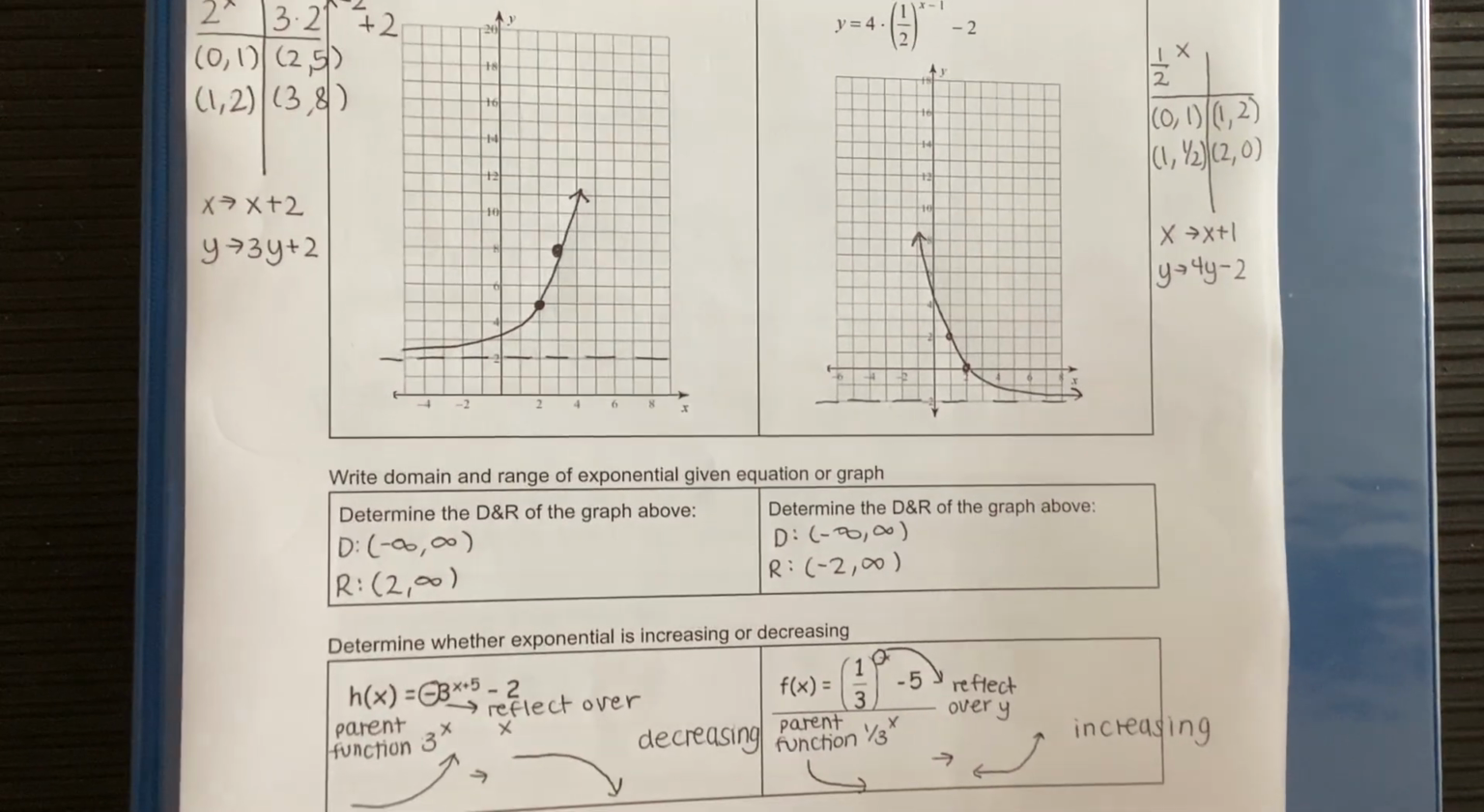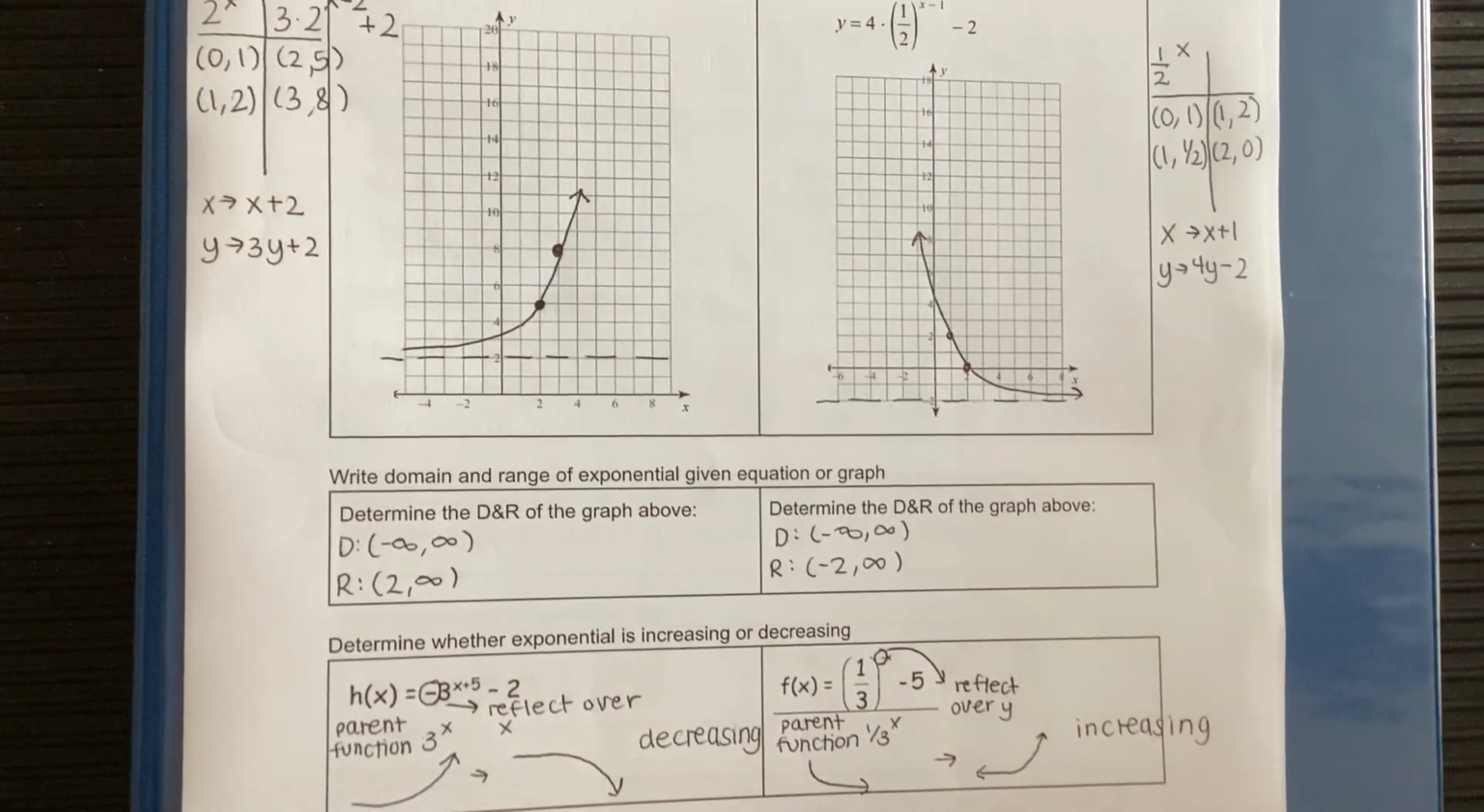Write the domain and range. We just talked about domain and range. Domain is all real numbers, and then your range is always going to be from your asymptote to infinity or negative infinity to your asymptote.